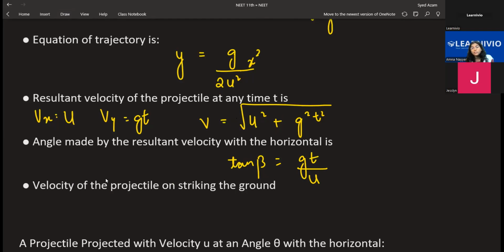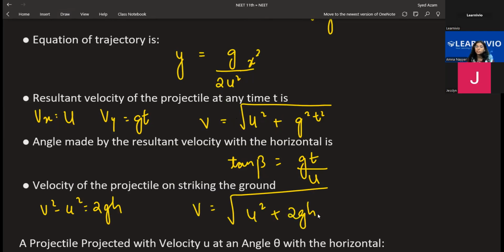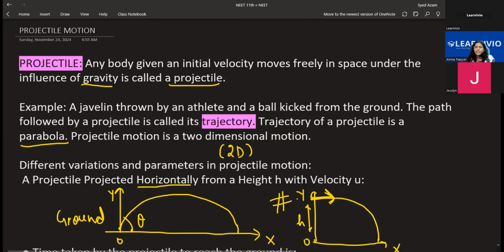Now, velocity of the projectile on striking the ground. Here this gt gets converted into gh, because we use the equation v square minus u square is equal to 2gh. So when calculating the final velocity, v square is going to be u square plus 2gh. So this will be under root u square plus 2gh. So these are the equations that we'll be using. Write all these equations till here first, then we'll continue with the angular part.